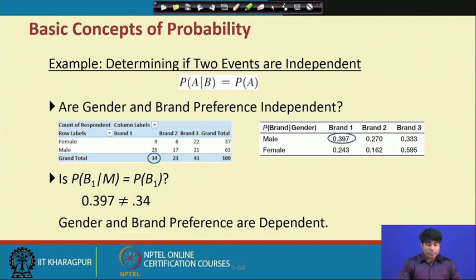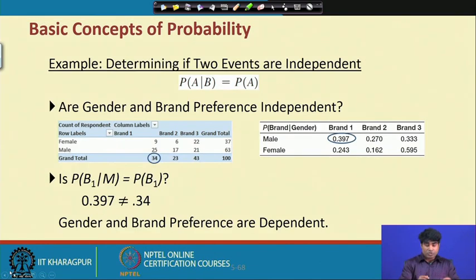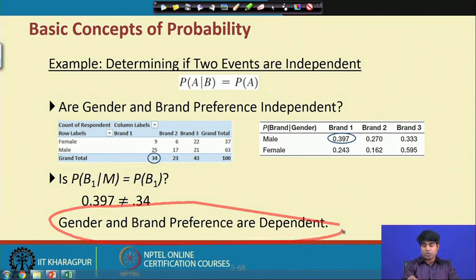Now the second example is whether gender and brand preference are independent. Obviously, gender and brand preference are dependent. They cannot be independent because brand preference has a strong connection with gender. This is what we need, when we talk about the use of analytics for management decision.